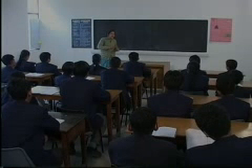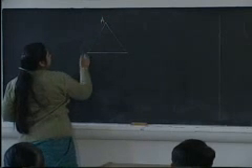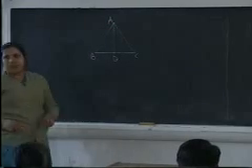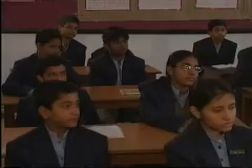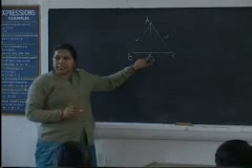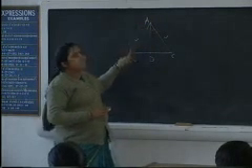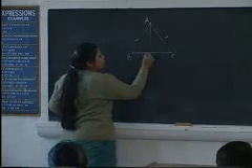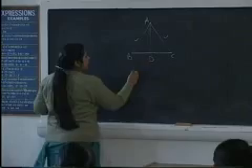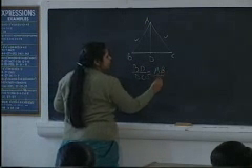So if we have a triangle ABC, I draw the angle bisector of, say, angle A. The sides containing this angle A are AB and AC. So it states that if AD is the angle bisector, it divides the opposite side in the same ratio of the sides containing the angle. That means the ratio of BD and DC is the same as the ratio of AB and AC. That means BD upon DC is AB upon AC.